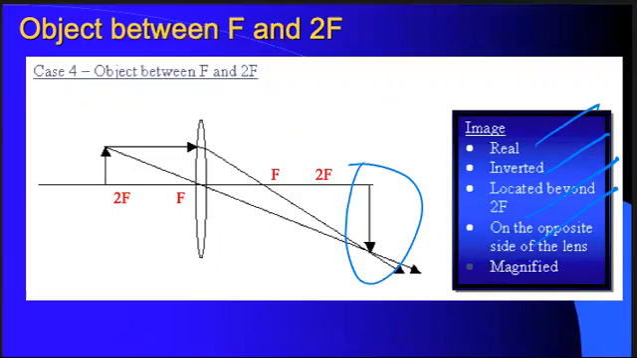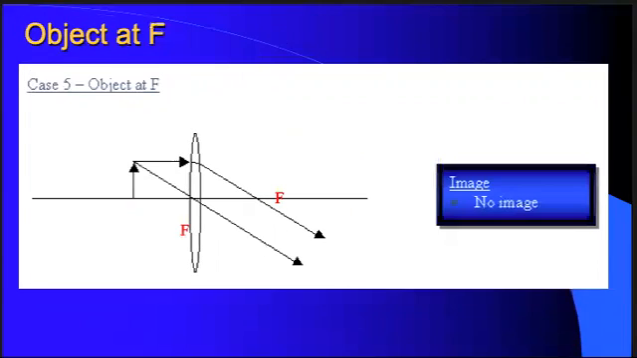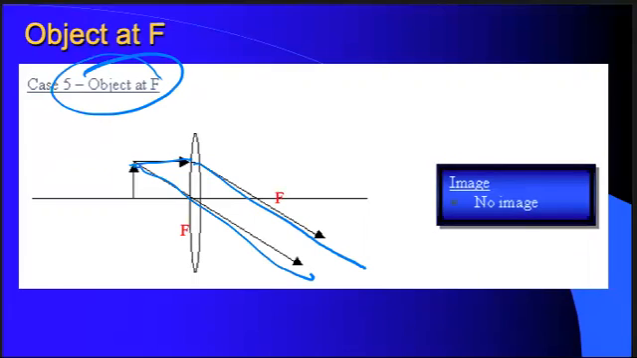Next case. Here. So, malabay sa center, parallel to the optical axis, and then malabay sa focal point. This happens if the object is at F. So whether you draw a vertical line there, straight mo na, no image is formed. Okay? Next.